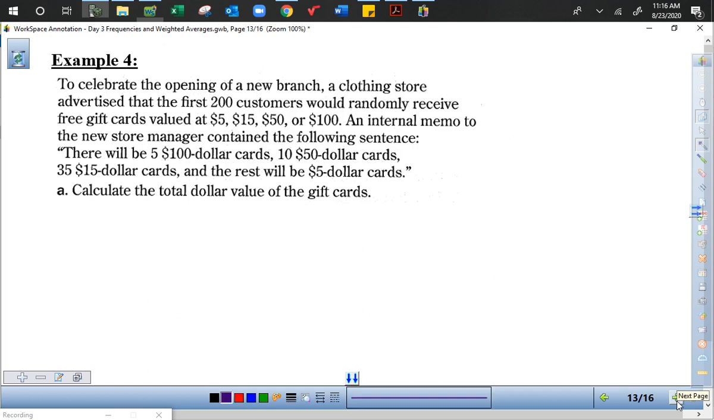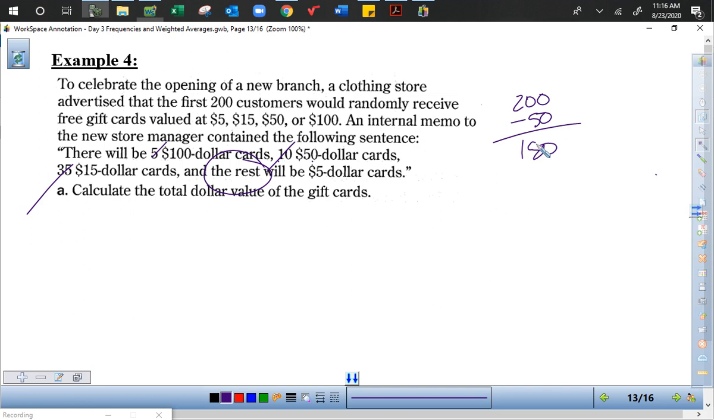Alright, we're going to do something with weighted averages and frequencies. Okay, so this one, it's got a clothing store advertised the first 200 customers would receive free gift cards, 5, 15, 50, or 100, and it lays out how many of each there would be. Okay, it says there's 5 $100, 10 $50 cards, 35 $15 ones, and the rest are going to be $5. So let's figure out the rest first. Okay, there's 200 total, and 5 are here, 10 are here, 35 are here, so that's 50 of them. The rest has to be 150 then. Okay, so that's first up.